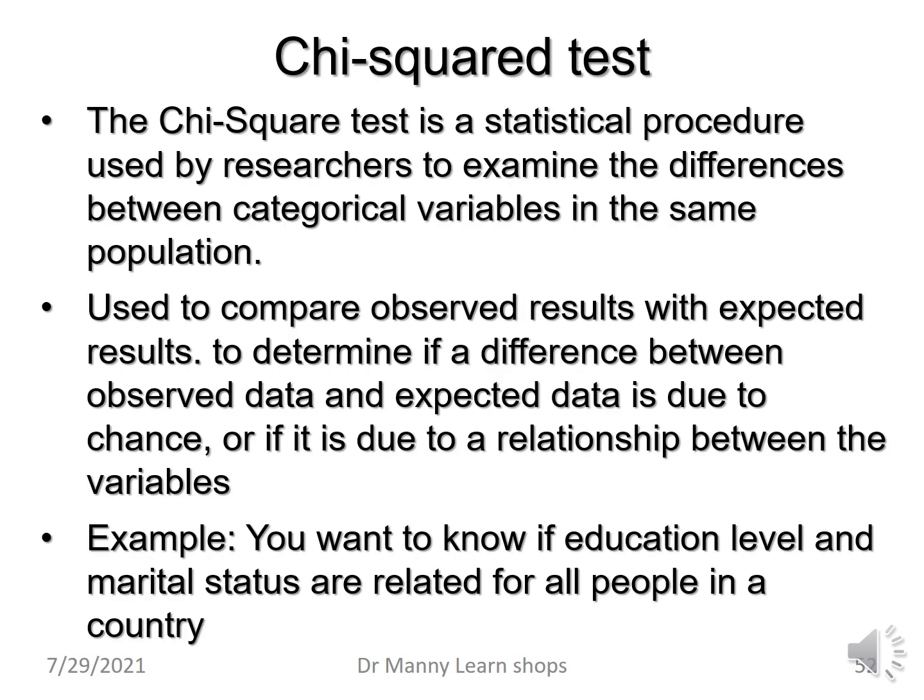The chi-square test is a statistical procedure used by researchers to examine the differences between categorical variables in the same population. It's used to compare observed results with expected results to determine if a difference between observed data and expected data is due to chance, or if it's due to a relationship between the variables. An example could be, you want to know if education level and marital status are related for all people in the country.